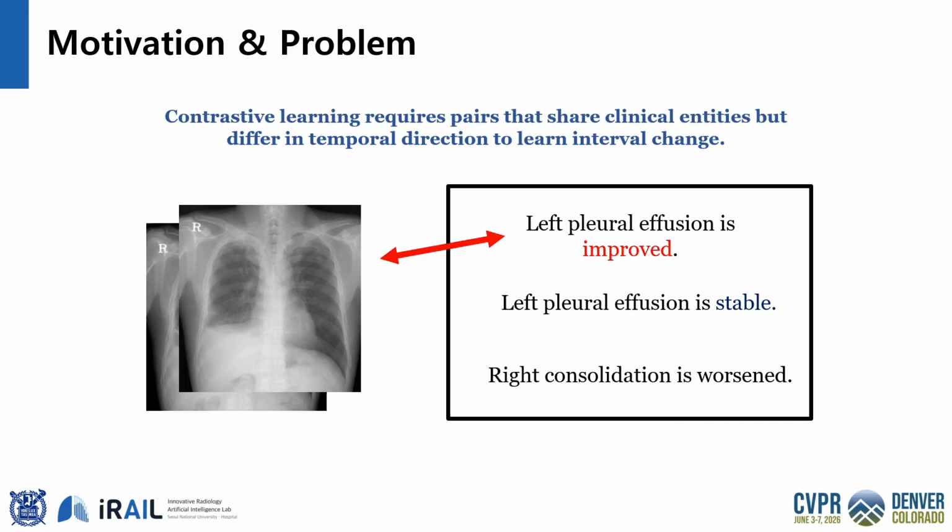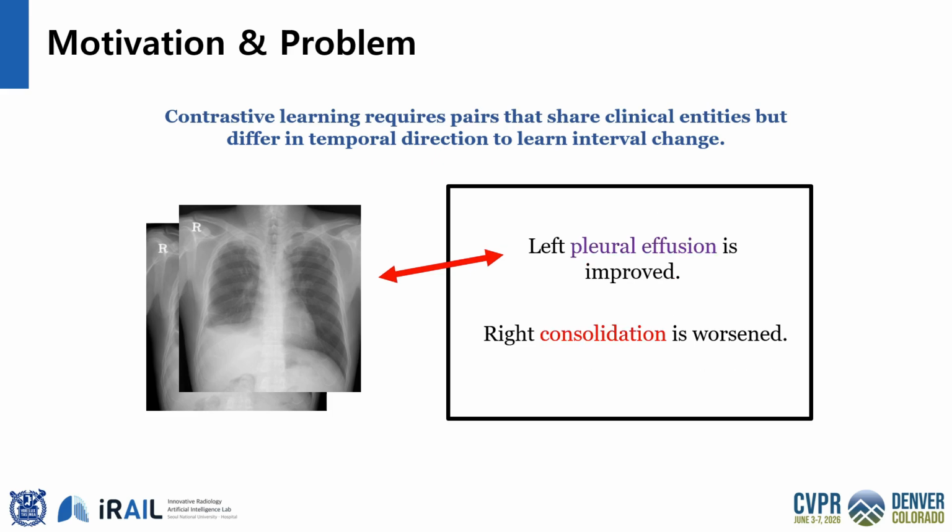To learn progression contrastively, the model needs the same finding in different directions: if the lesion improved versus if the lesion is stable. A different finding doesn't help. But in practice, batches contain different findings, so the model takes a shortcut. It discriminates by which finding appears, not by how it changed. Progression is never actually learned.